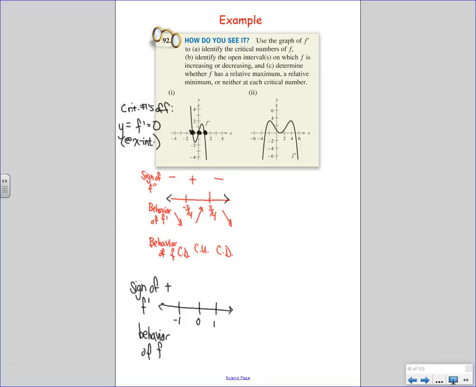What happens after negative 1? Where do the y's go? Below. It hits 0 at negative 1, and where are the y's after that? Negative. Where are the y's in between 0 and 1? Above. And where are the y's after 1? Negative. Now I can say, oh, from the above and the below of the derivative, what's f doing? It's increasing.